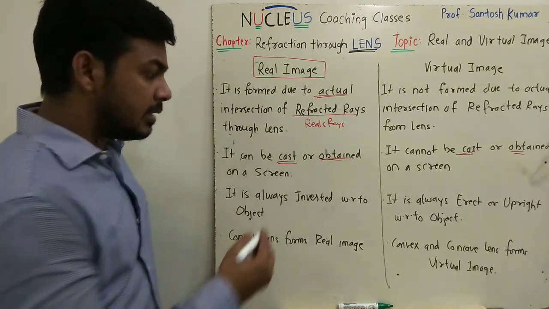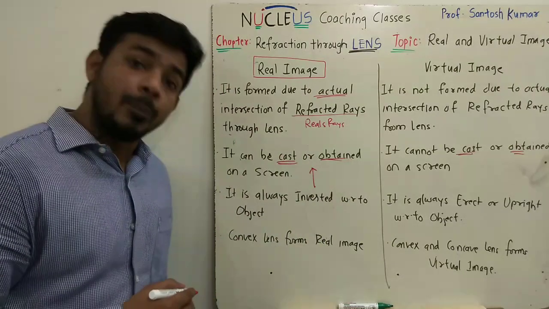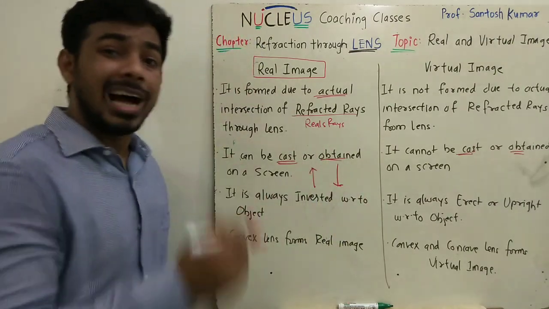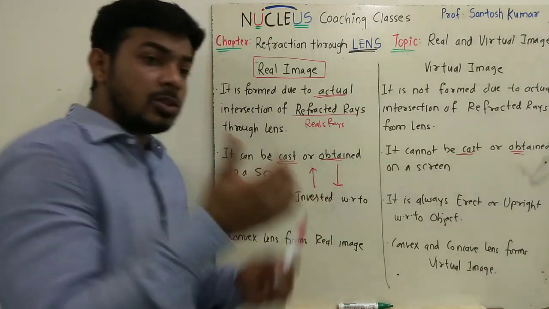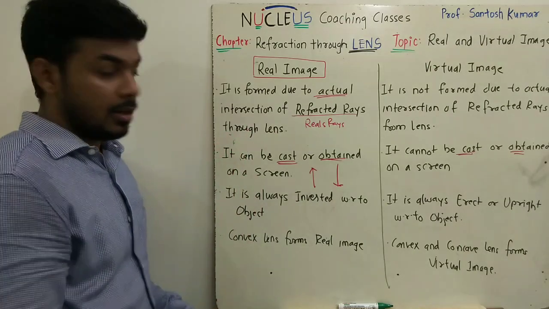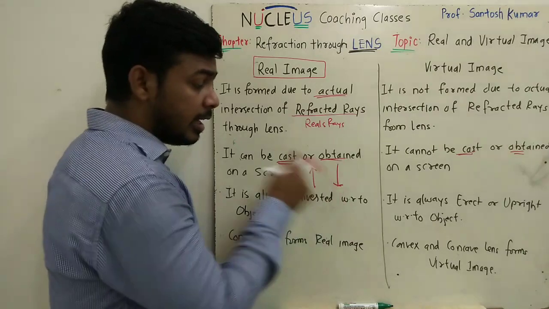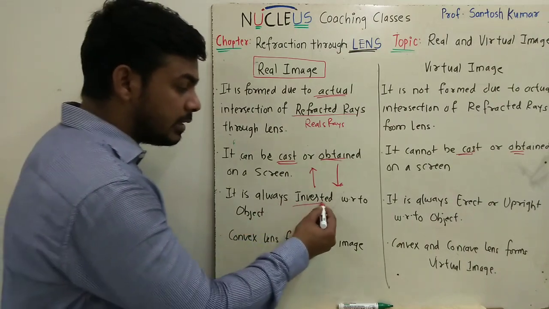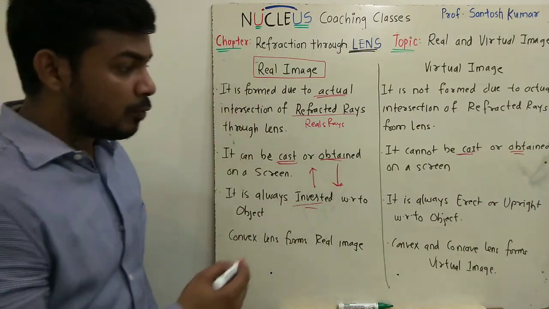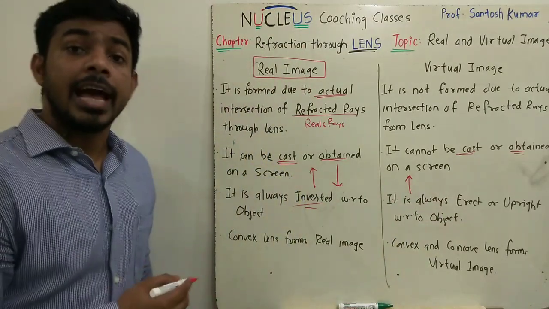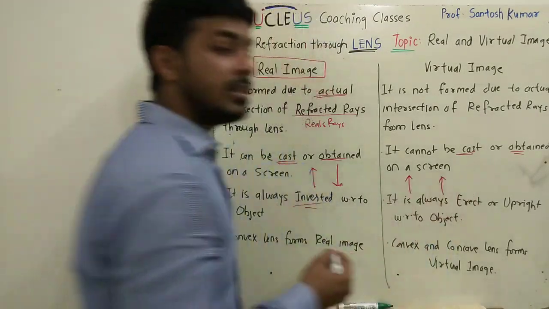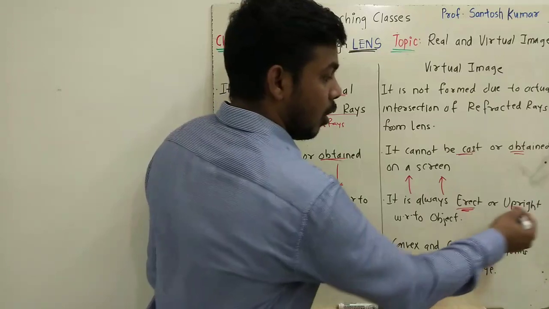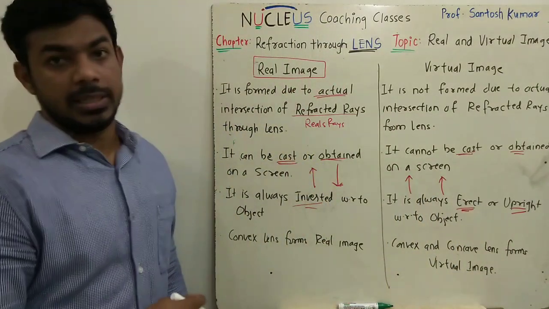Now if I talk about real image, let's say this is the object with arrow upward. The real image of this object will always be like this, with arrow downward. So we say such image is always inverted with respect to object. This is the object with arrow upward. The image formed due to actual intersection, that is real image, has arrow downward. So it is always inverted with respect to object. But in case of virtual image, if this is the object having arrow upward, the virtual image will always have the arrow upward. That means virtual image will always be erect or upright with respect to object.